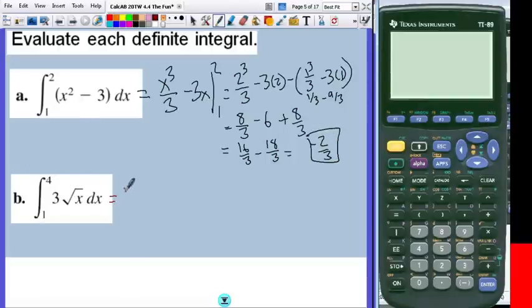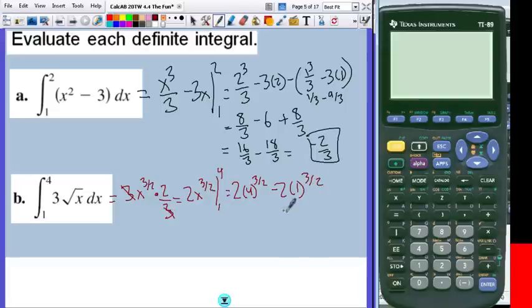So if I integrate this, I get 3 times x to the 3/2 power times the reciprocal of the exponent, 2 thirds. And the 3 is going to end up canceling, so I get 2x to the 3/2 power, and we're integrating from 1 to 4. So if you plug in 4, 2 times 4 to the 3/2 power minus 2 times 1 to the 3/2 power.